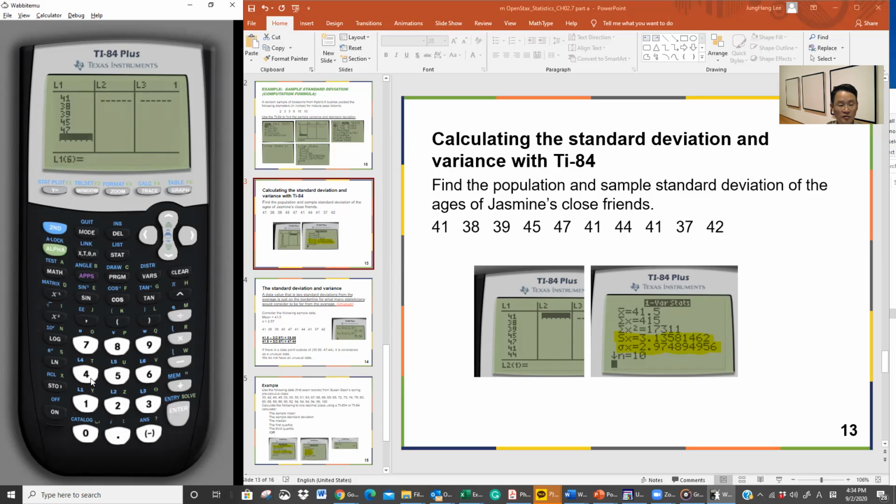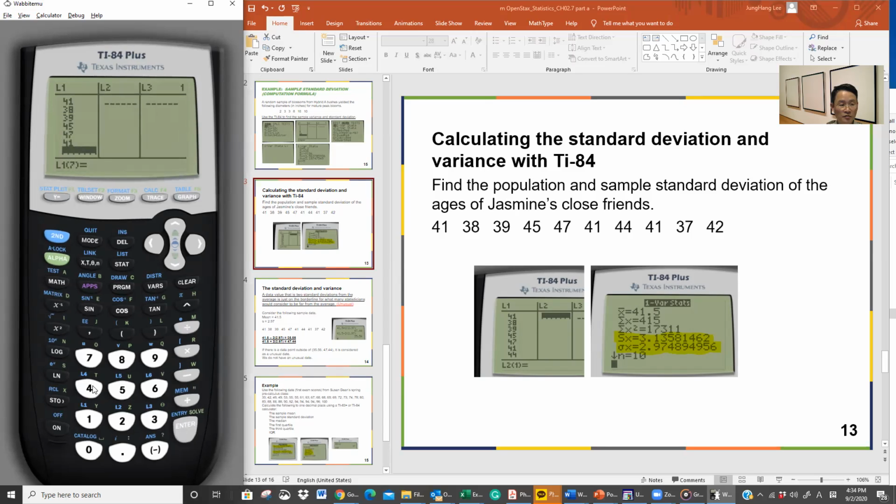47, enter. 41, enter. 44, 44, enter. 41 again, enter. 37, enter. 42, enter. So we put in all 10 data points. Go to stats again, move to calculate, one variable, enter, enter, enter. Right here, you see the answer on our screen, right?